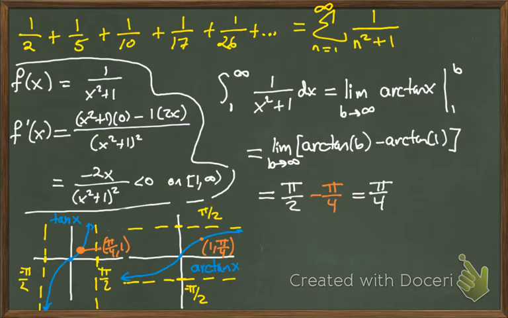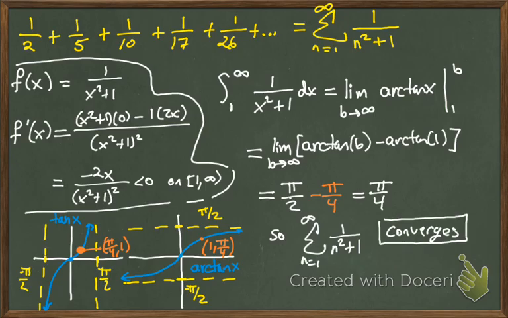Okay, and so that is going to tell us that this improper integral converges, and the integral test said that if the integral converged, then so did the infinite series. So because we got a finite number, pi over 4, that tells us that the integral converges, and thus this infinite series converges as well. So there we have our convergence of this infinite series here.